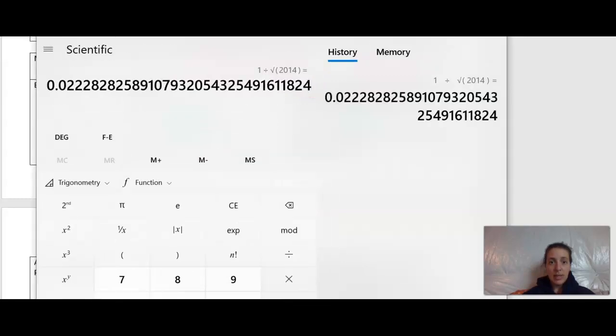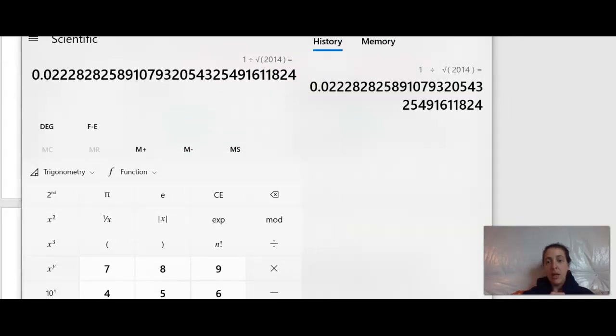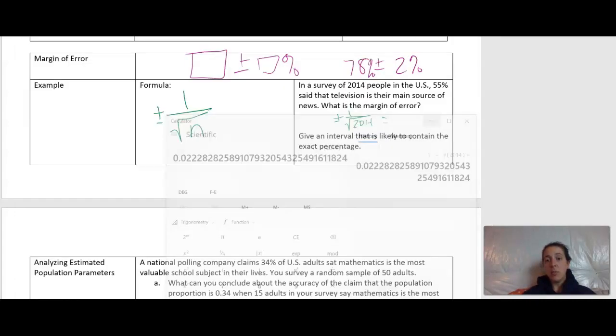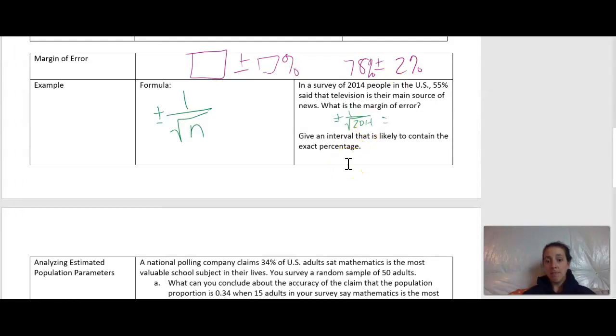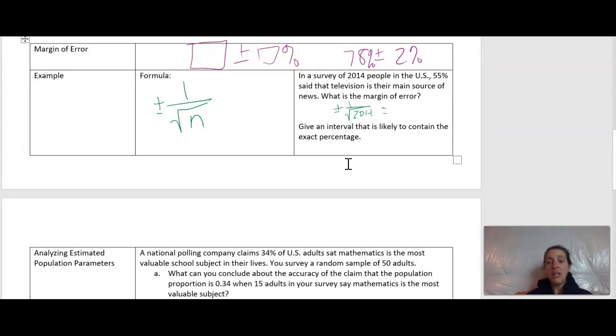So we can see, based on my calculator here, that my margin of error, and remember that this is just a decimal, so to get to a percentage, I would have to move my decimal over 2 places, so it would be plus or minus that 2%. Okay, so give an interval that is likely to contain the exact percentage. So when I do that, I would take my 55%.